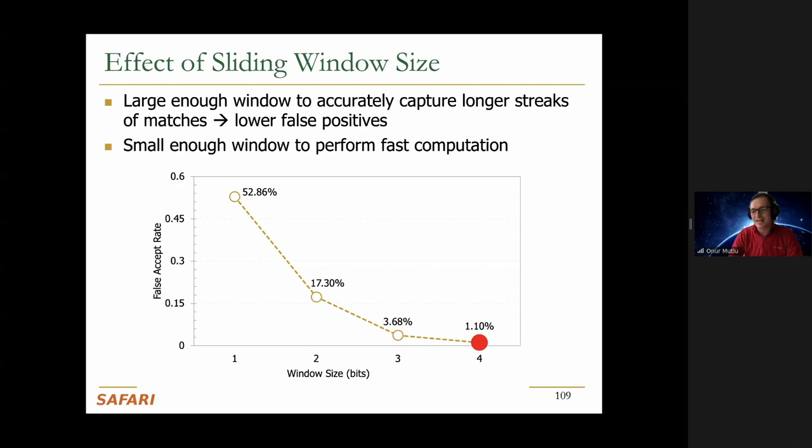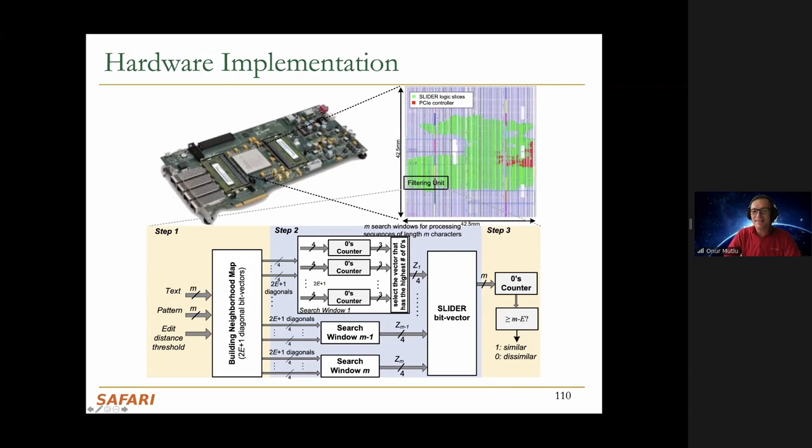There are also other trade-offs that I don't go into over here. But if your window size is very small, you get a lot of false positives. If your window size is four, your false positive rate becomes very small, as you can see. And we actually have some more results, but it's not plotted over here. And then this maps to a nice hardware implementation in an FPGA that I'm not going to walk through over here.